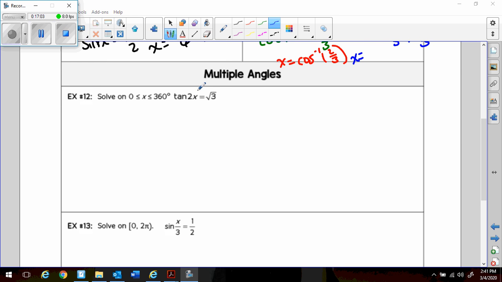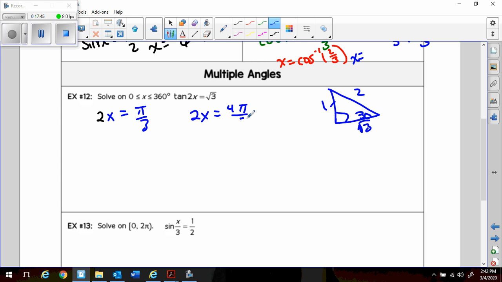Okay, so this one, I'm just going to first solve for this. So 2x, this one's already solved for us, equals, where is tangent the square root of 3? Well, let me make sure. Say 30. If this is 30, then this is 1, 2, square root of 3. And tangent is the opposite over the adjacent. So tangent actually has to be 60 degrees. 60 degrees is pi over 3, and it's positive, so it is pi over 3. And tangent is also positive in quadrant 3, so 2x also equals 4 pi over 3, right? You guys okay with this?